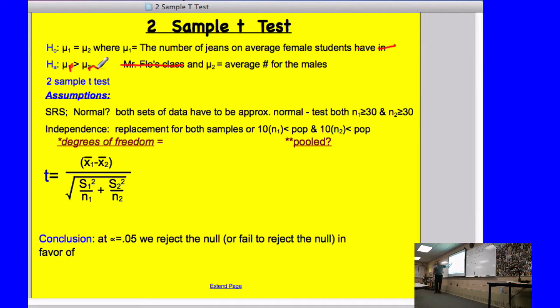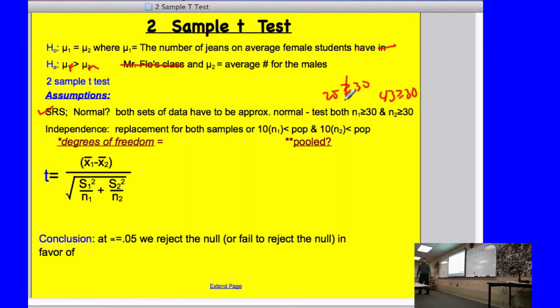Two sample t-test, because we have two sets of data, two separate groups, and we can only get the standard deviation from my sample. Simple random sample, we'll assume yes. Normal: both sets of data have to be approximately normal. Test both. Males, what was there, 43? 43 is greater than or equal to 30, so we're good there. Females, 25 is not greater than or equal to 30. So we have to test.